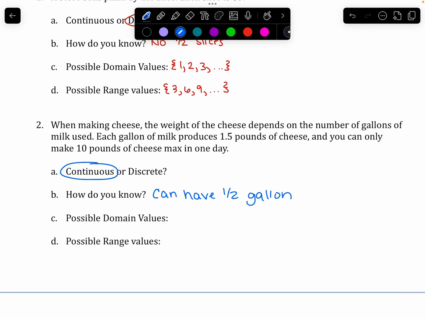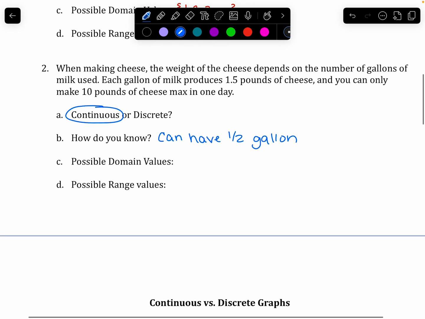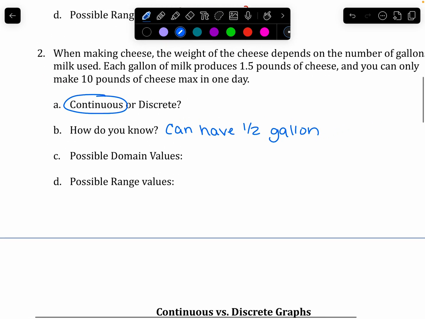So instead of listing our domain and range in a set like we did for the discrete function above, we're going to have to use inequalities to represent all possible values, just like we have been doing in previous notes, okay? So a possible domain value, this is going to be the number of gallons of milk used. So we can use anything that is greater than or equal to 0.